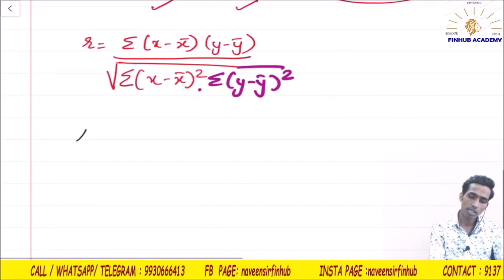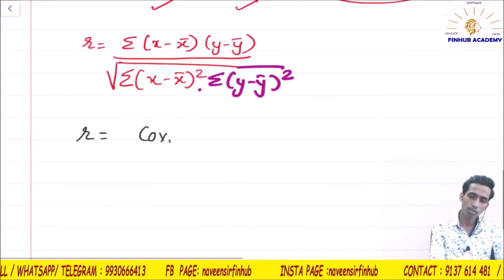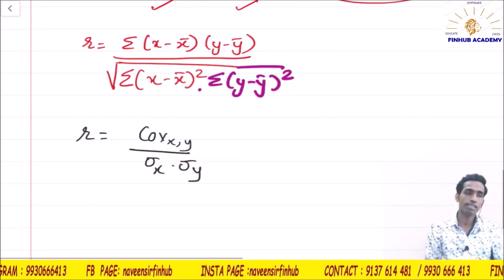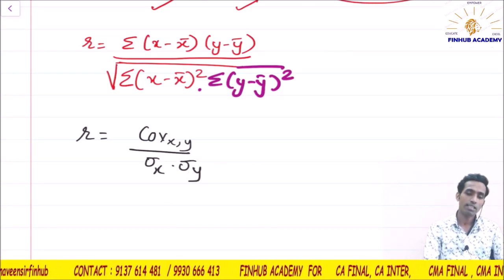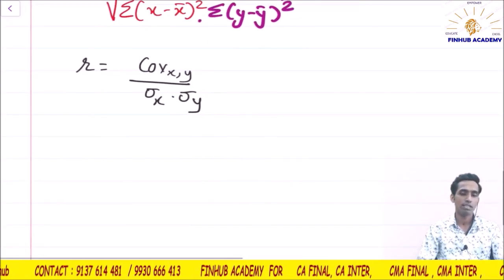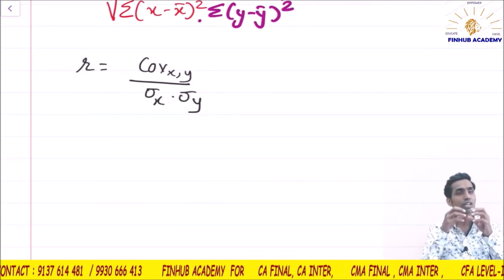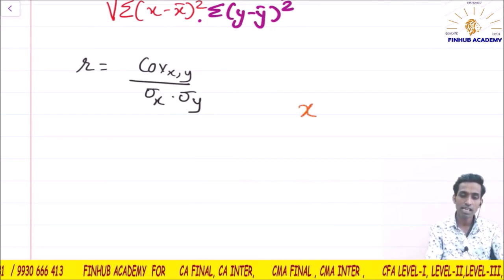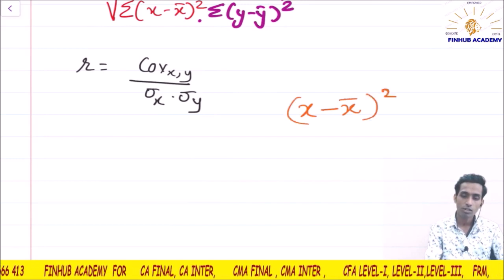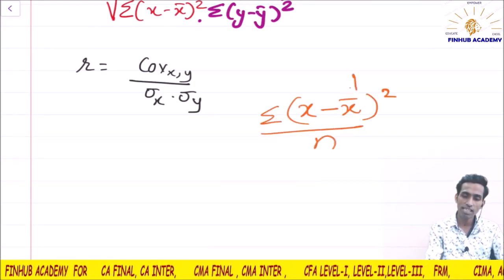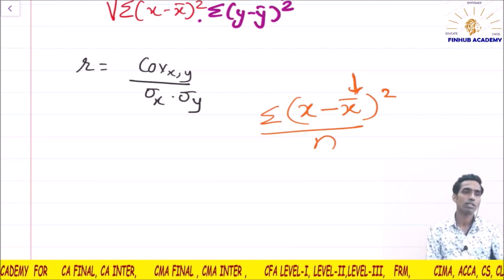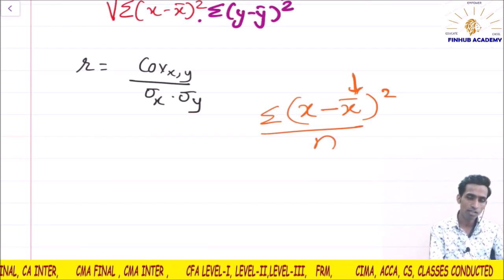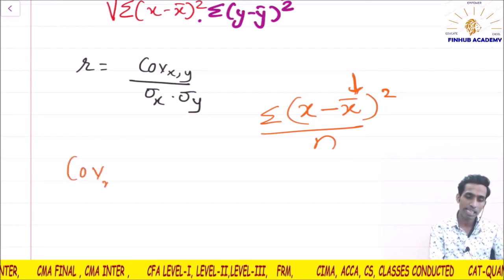Write one more formula. R is equal to covariance of x comma y upon standard deviation of x into standard deviation of y. Listen, now you will ask me, sir, what is covariance? We have heard of variance. Variance is the deviation of the asset from its average. Covariance means co-movement between x and y.